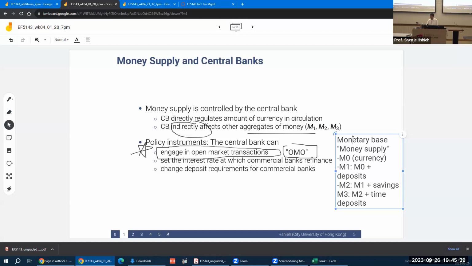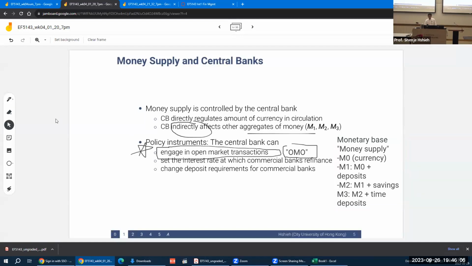Monetary base is just M0 plus whatever money is parked at the central bank by banking institutions. Money supply includes everything. Not only the currency, not only reserves parked at the central bank, but also consumer deposits in the bank, checking accounts, savings accounts, and long-term time deposits.